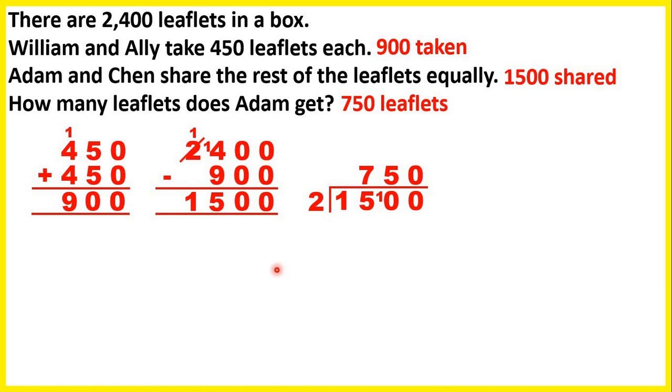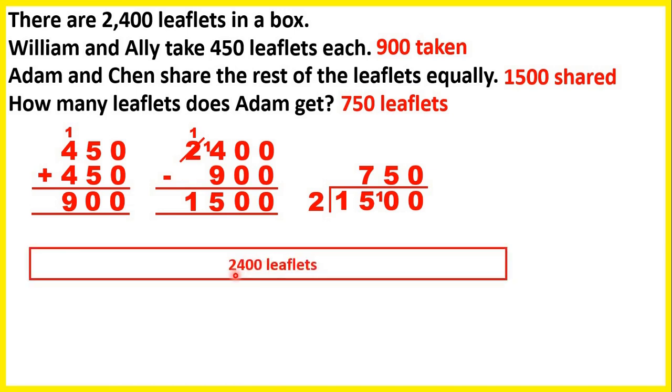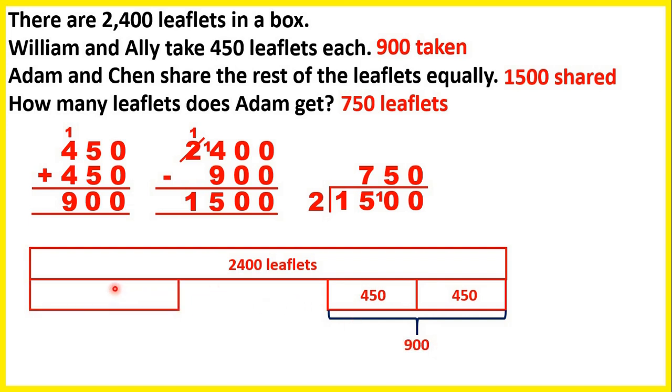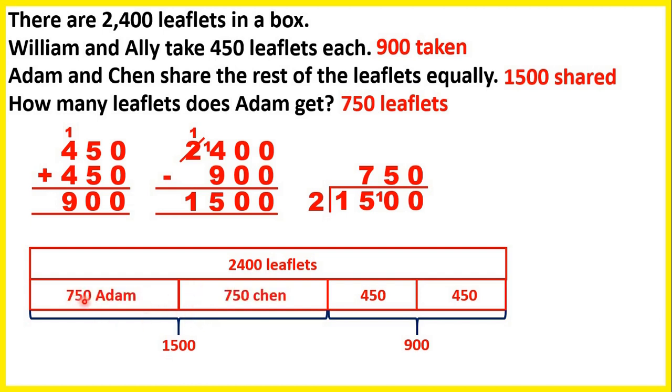We could represent this problem with a bar model. So we know that we have 2,400 leaflets altogether. 450 are taken by William, 450 are taken by Ali, so that's 900 taken altogether. Now the rest of the leaflets are to be shared between Adam and Chen, and if we subtract 900 from 2,400, that tells us that they're sharing 1,500 leaflets. And because they're sharing equally, we can divide that by 2, so Adam gets 750 and so does Chen.